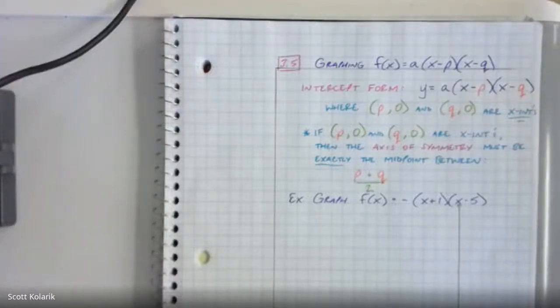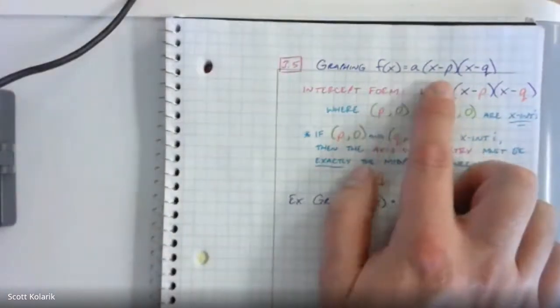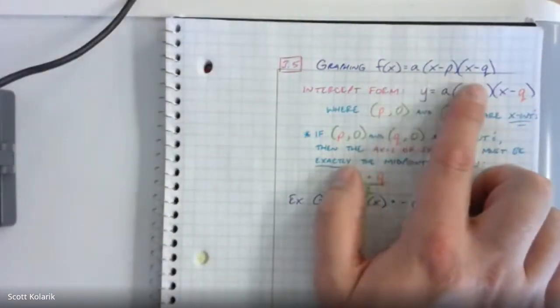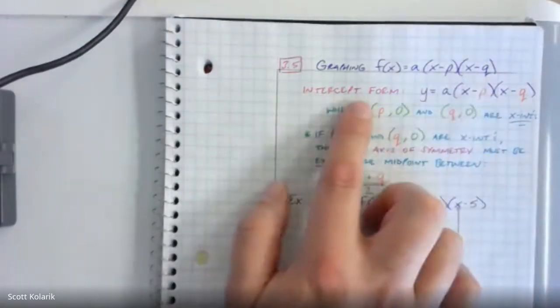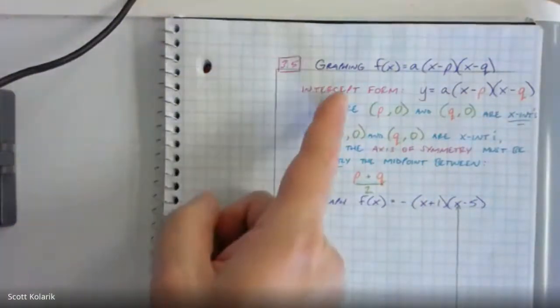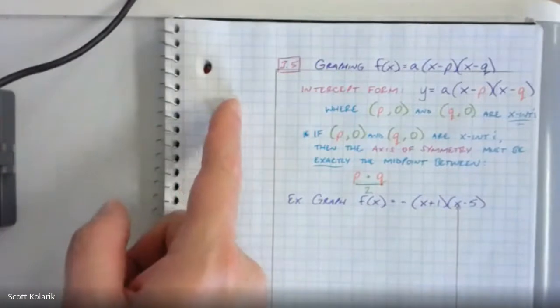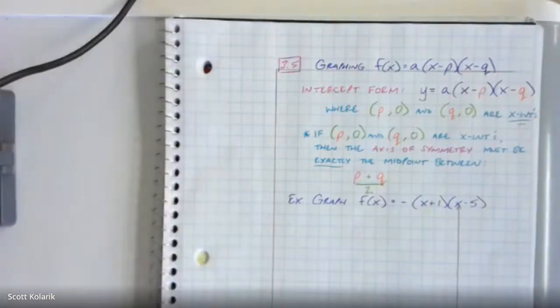All right, chapter 3, section 5. Graphing f of x equals a times x minus p times x minus q. This, in short, is going to be known as intercept form. I'll refer to it as intercept form from here on out. But another way you can refer to this, if you want to put this in your margins, is factored form, to use a chapter 2 term.